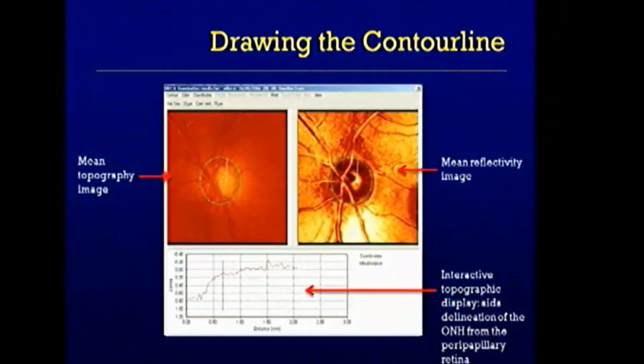Now, one of the things about the HRT is it required you to draw a contour line. So you had to delineate where you think the margin of the optic disc is. So you can imagine this is a source of variability. If I go and draw the disc margin, or if Saad goes and draws the disc margin, we might get 2 different answers. And that will give rise to different rim area measurements. Okay? So that was one of the criticisms of this device, that it was highly dependent on contour placement.